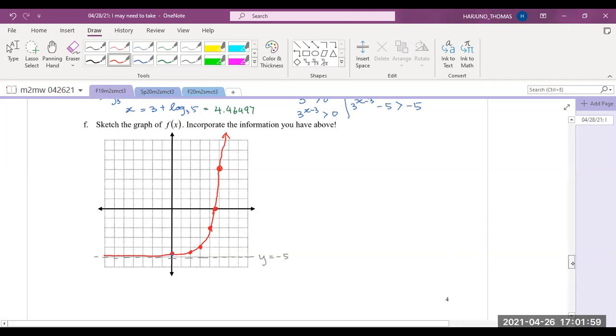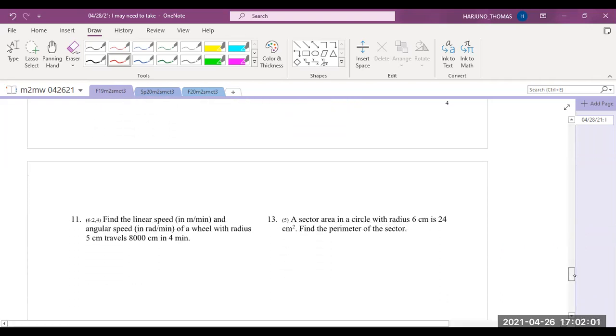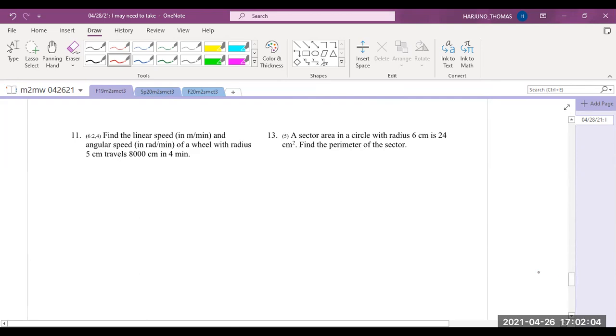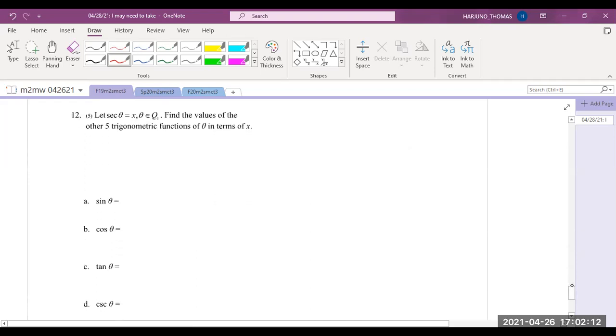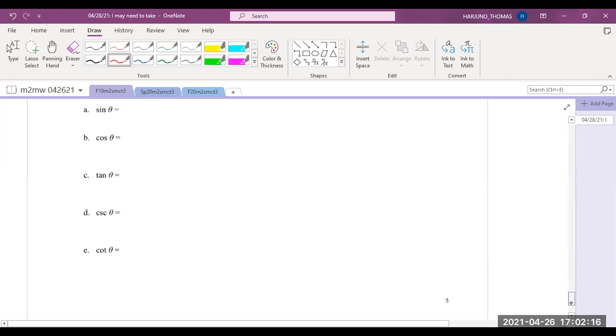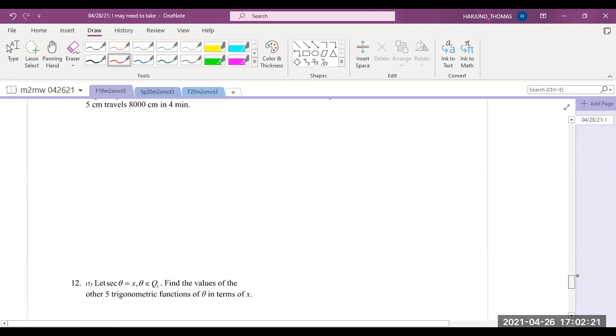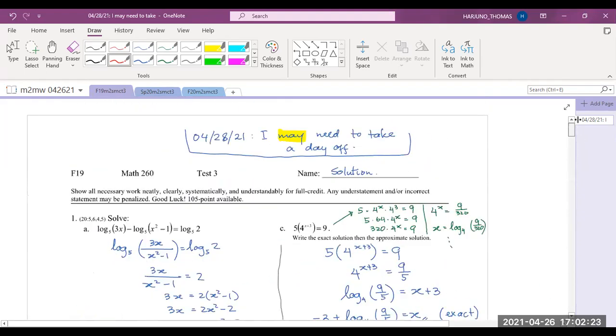Okay, let's see further if we have more. Number 11, linear speed, that's 5.1. Number 13, sector area, that's also 5.1. Number 12 here, this is 5.2, which we will learn tomorrow. And that's it for Fall 19, Test 3 for the rest of Chapter 5.